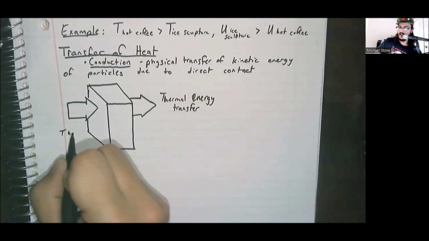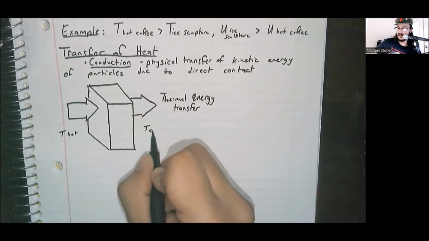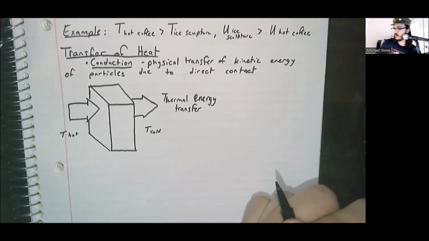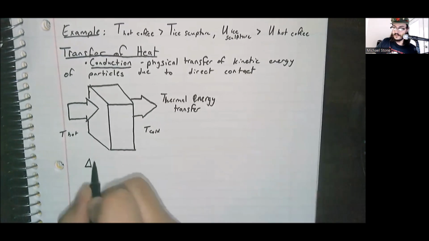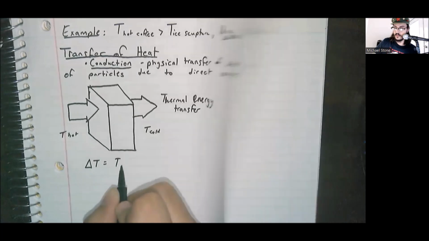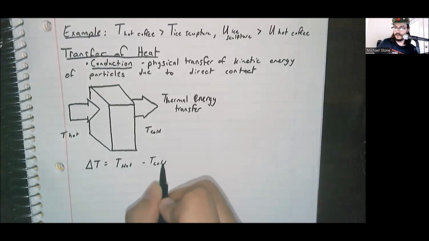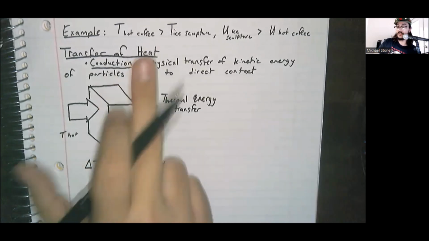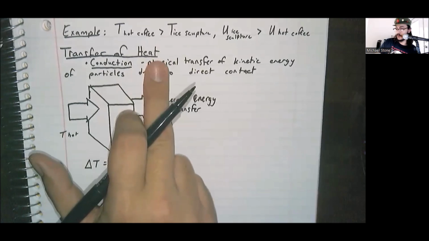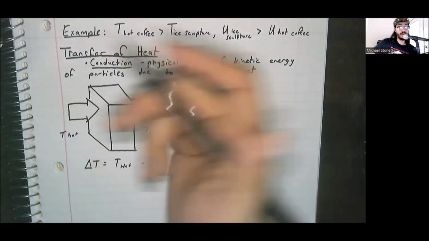This is our hot side, so the temperature is hot here. Here's the cold side, so the temperature is cold here. The difference in temperature we would express as the hot minus the cold. What matters for conduction? Well, the biggest one is area of contact.